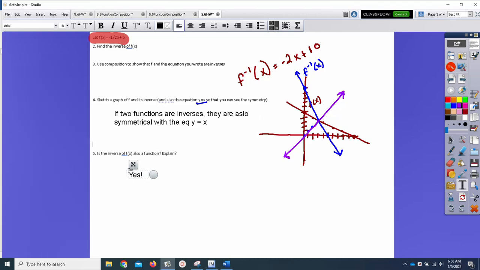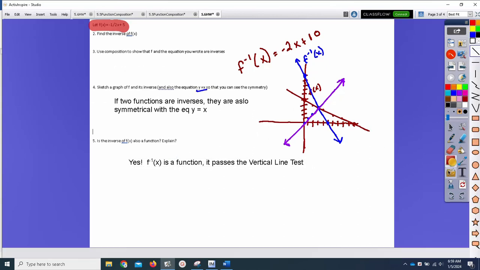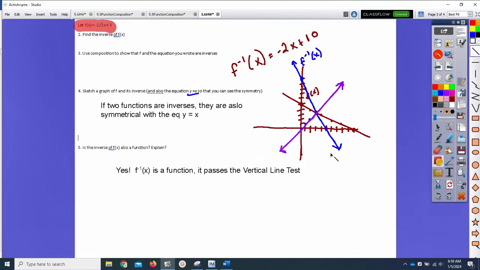I know it's a function because it passes, and this is something that needs to be talked about. Hopefully I did it in class when I taught the section. It is a function. It passes the vertical line test. The inverse was the blue line there. And anywhere on that blue line, I could draw a vertical line, and it only touches it one time. Doesn't matter where it goes. So it's definitely a function because it passes the vertical line test. So there you go.